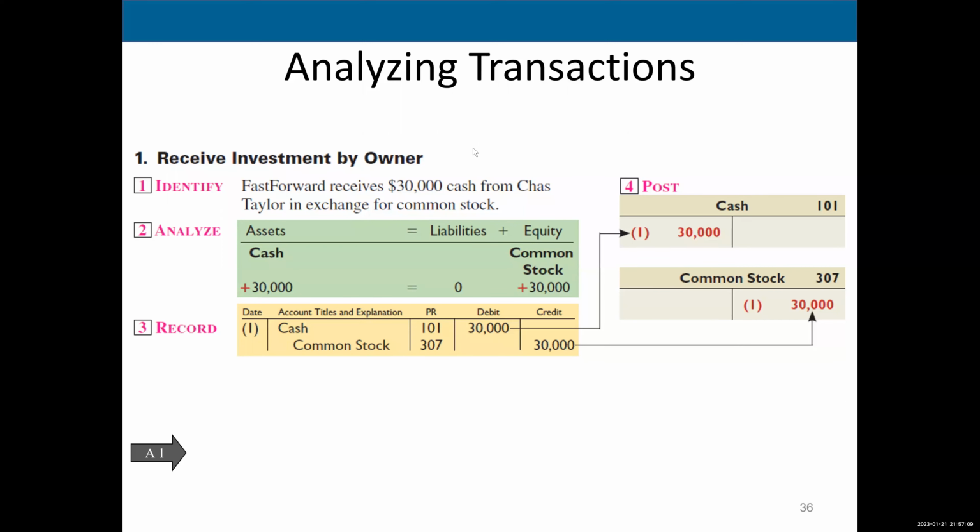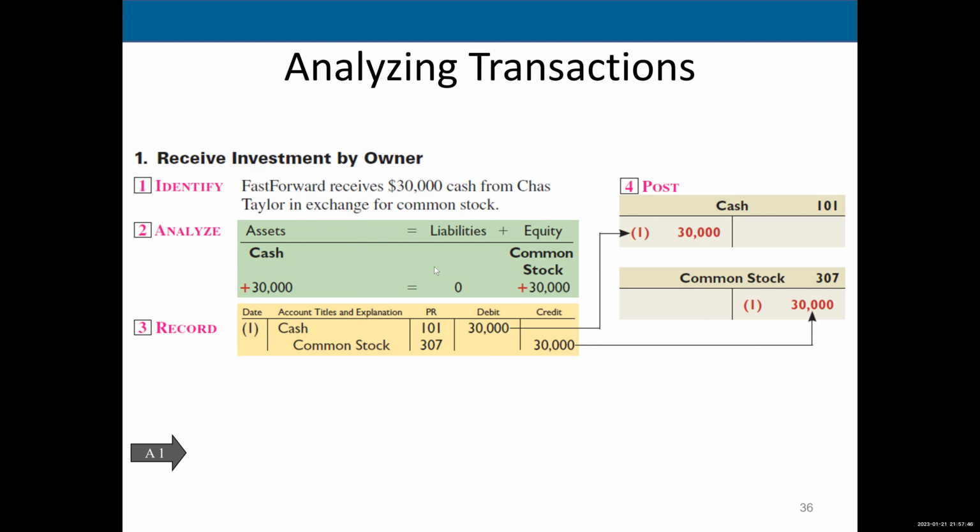Receive investment by owner. Fast Forward receives $30,000 cash from Chaz Taylor in exchange for common stock. So the business receives $30,000 in cash. Does cash go up or down? Well, it goes up. So plus 30,000 under cash. Now, who has claims to that cash? Who put it in there? Well, the owner did. So we're going to increase the owner's common stock account plus 30,000. That's what we learned in chapter 1.